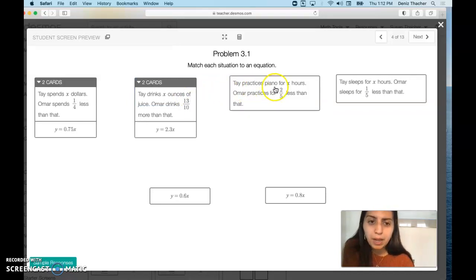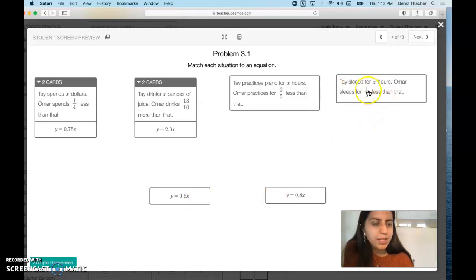Now, Tay practices piano for x hours. Omar practices for 2/5 less than that. Let's go ahead and first change this fraction into a decimal. Once you change this into a decimal by dividing 2 by 5, you're going to subtract that from 100%. So divide this and subtract whatever you get from 100%. So will this situation be represented by y equals 0.6x or y equals 0.8x?